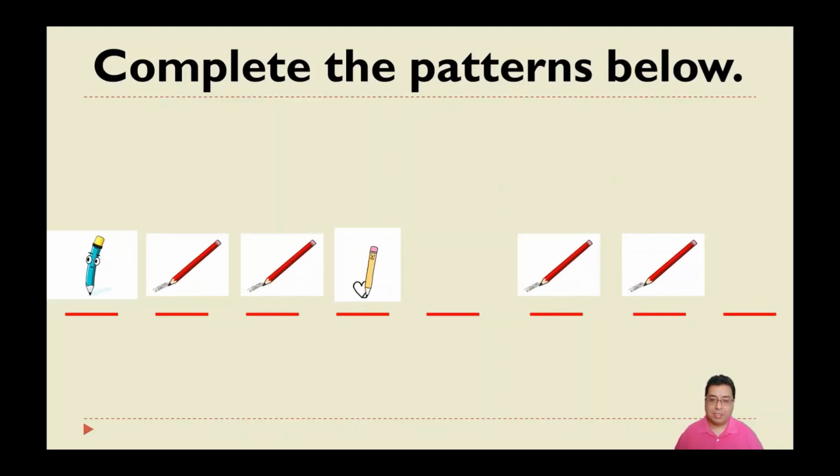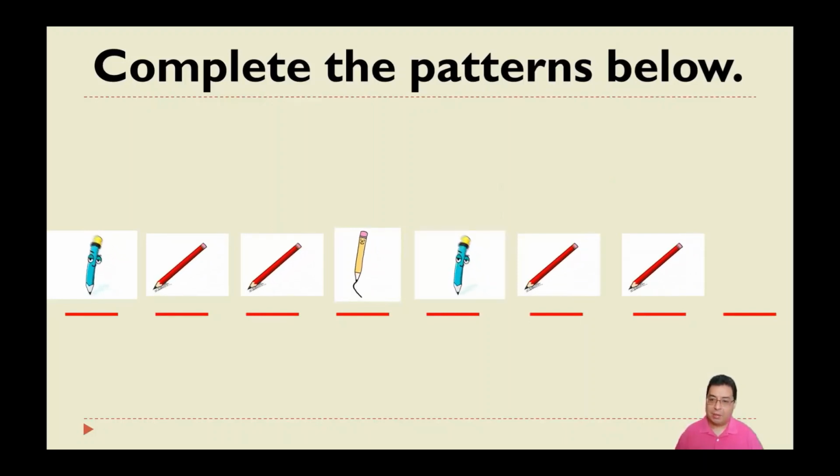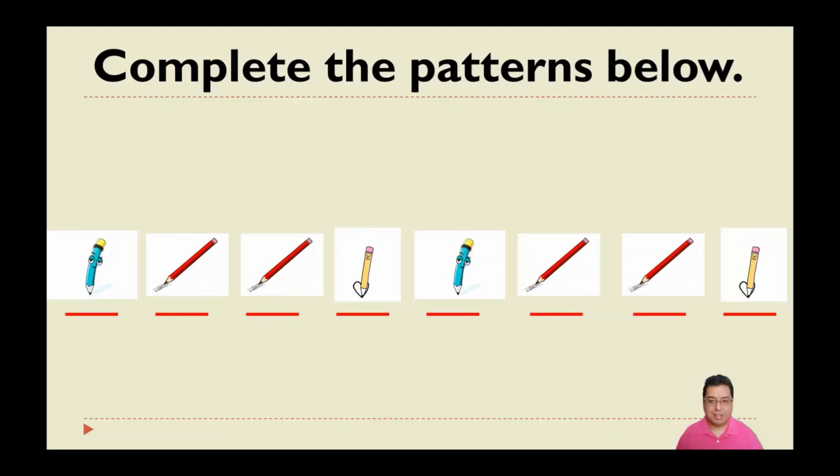And then what's the second missing pencil here? What's that going to be? That's right. It's the blue pencil. And now what's the last pencil that's not here? What's missing? That's right. It's the yellow pencil here.